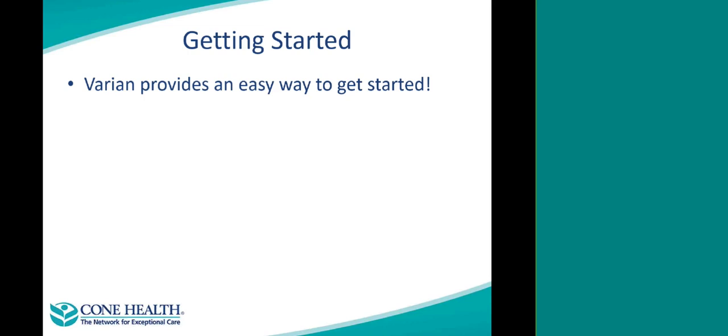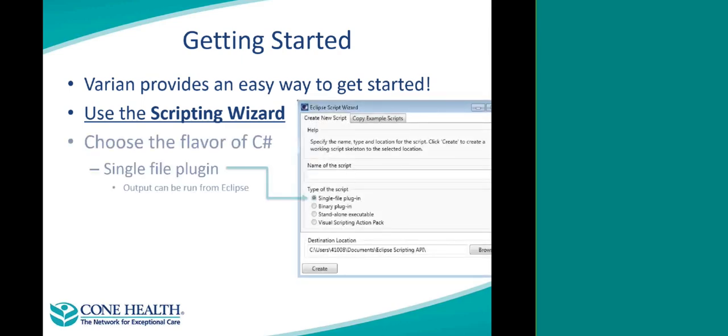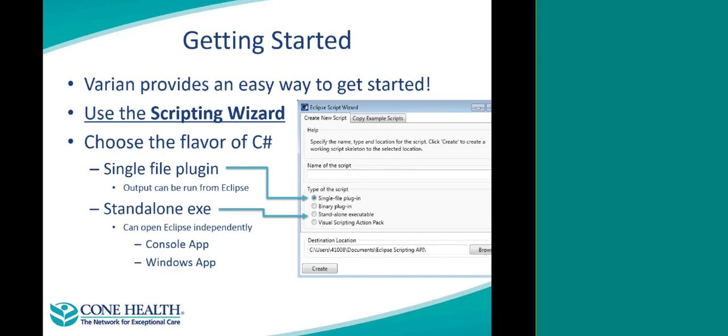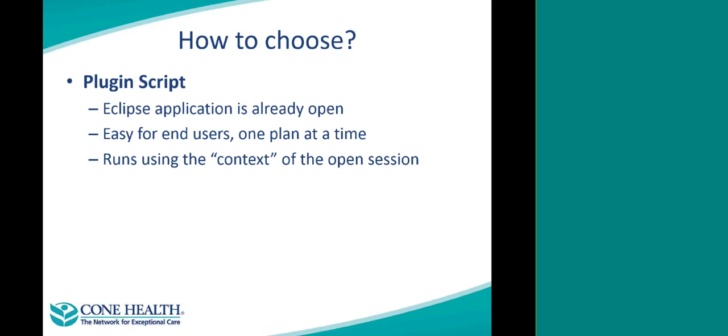So Varian provides a really easy way to jumpstart yourself into getting some of that code down. You use the scripting wizard, and there are a few flavors of that. There's a single file plugin and a standalone executable, and they're used for different purposes. The single file plugin is something that is run in the Eclipse Scripting application. So it's what your end users might use to repeat some of this code that you're creating for them.